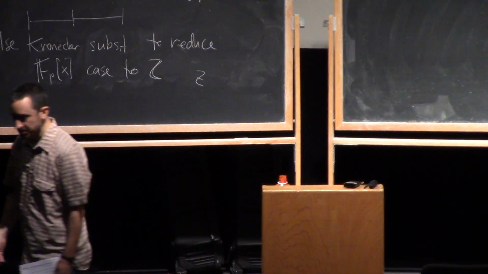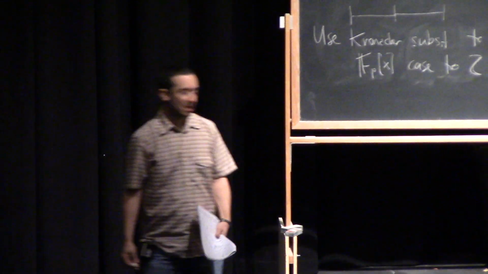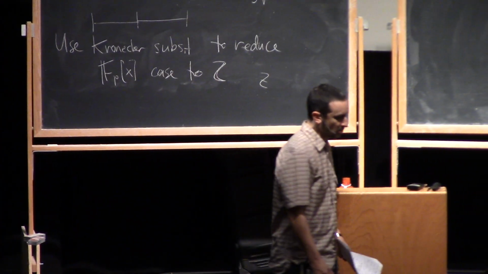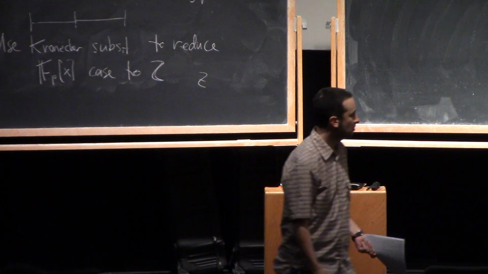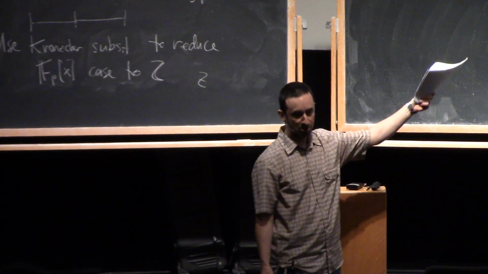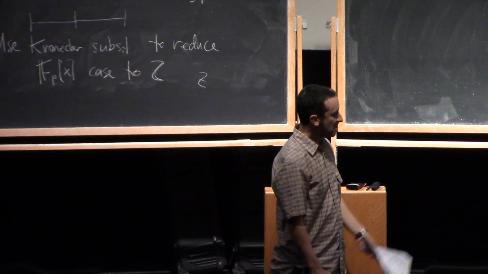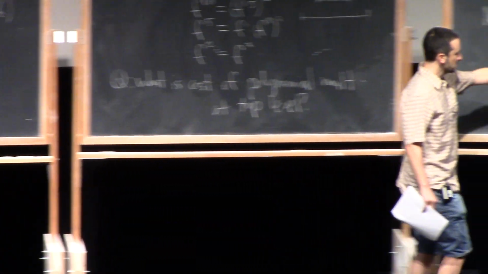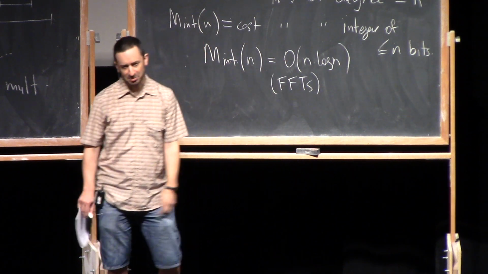Yes, the question was, is this algorithm always more efficient than naive multiplication? The answer is definitely not. The naive multiplication is going to be n squared, and that's the same for integer multiplication or polynomial multiplication. Now the problem is that this n log n algorithm has a really enormous big O constant.